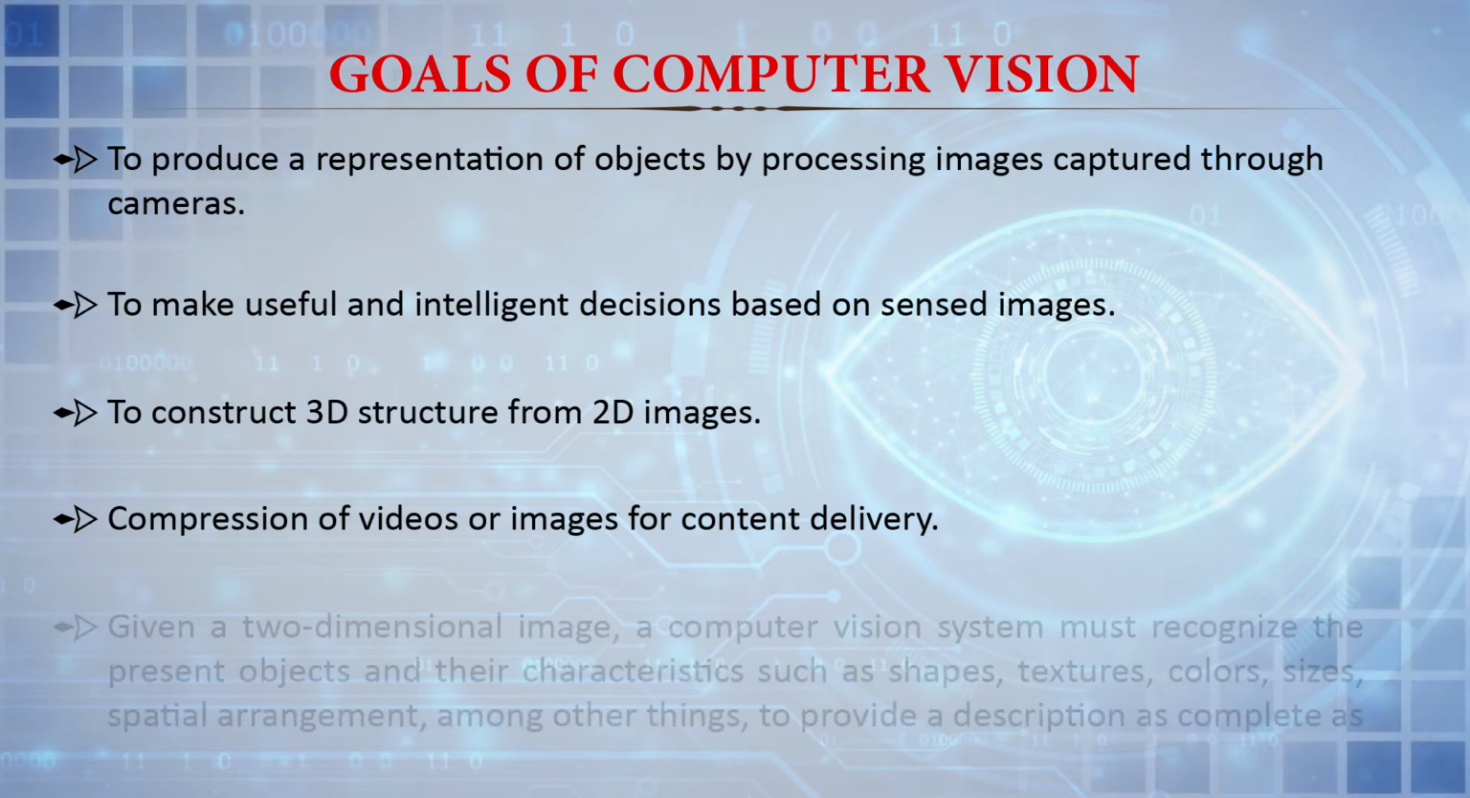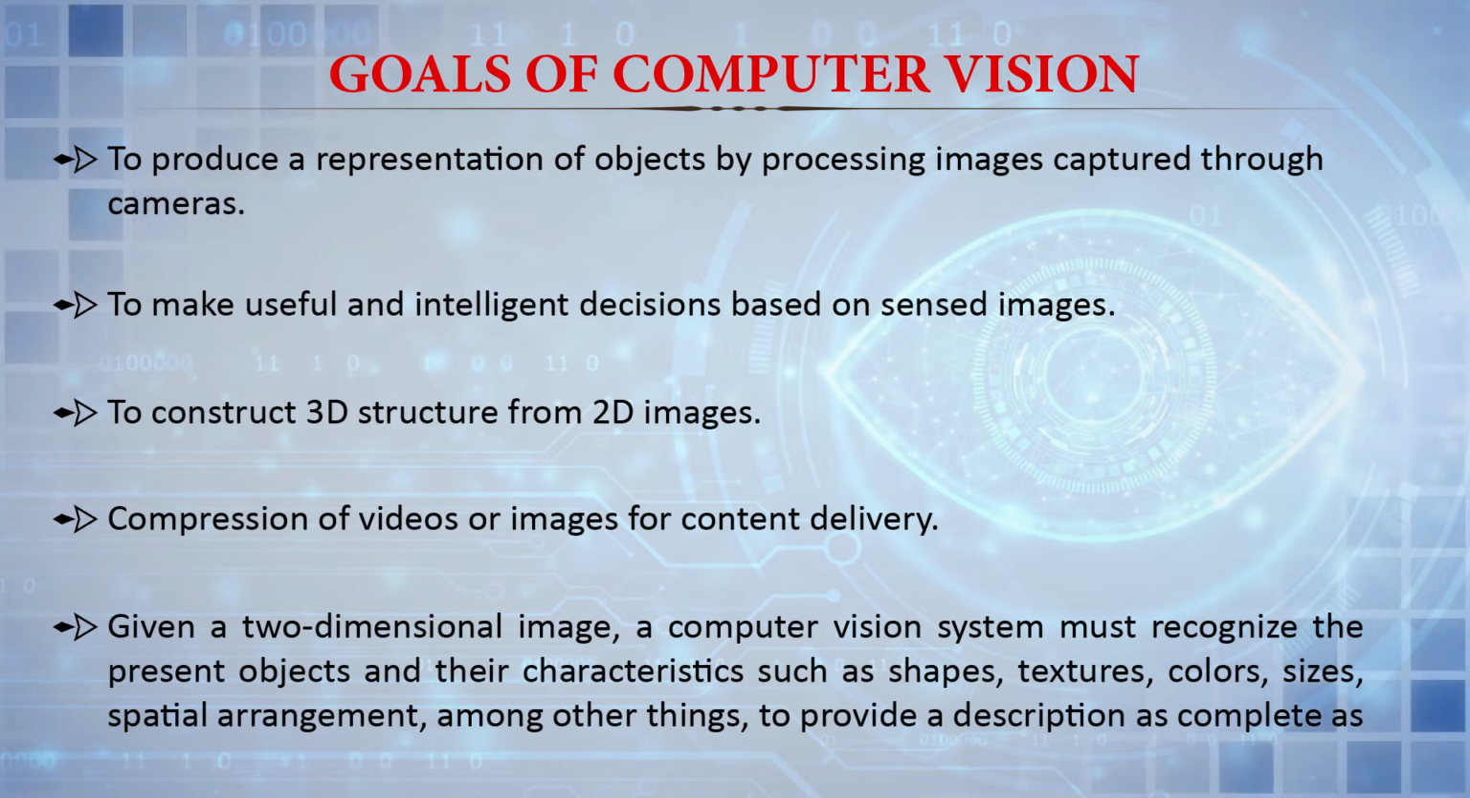And one more goal is there: given a two-dimensional image, a computer vision system must recognize the present objects and their characteristics such as shape, texture, color, size, spatial arrangement among other things, to provide a description as complete as possible of the image. So, with the help of these characteristics like shape, texture, color, size, spatial arrangement, one can see how minutely the computer vision cameras are visualizing these particular objects.